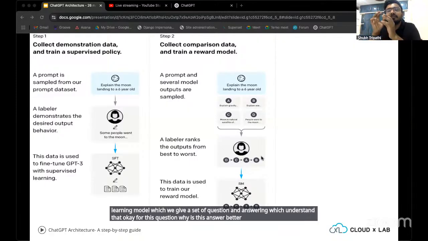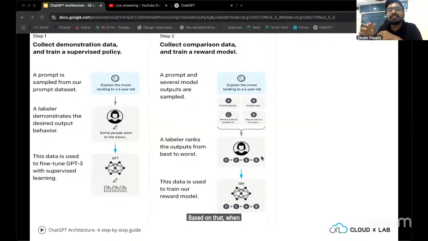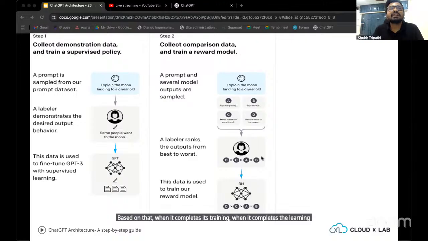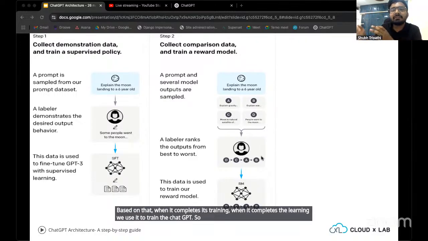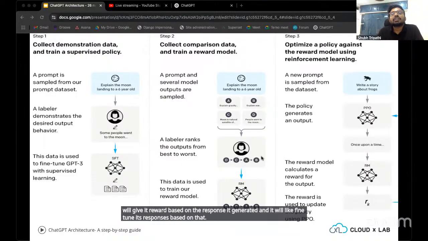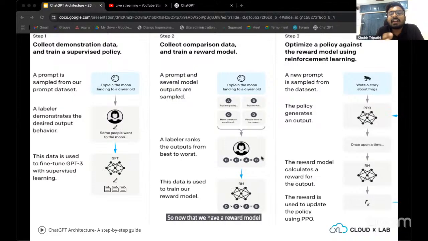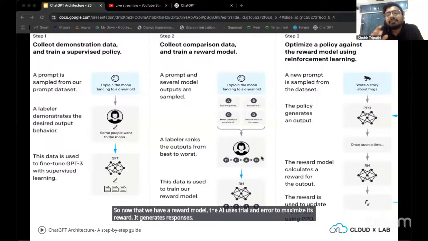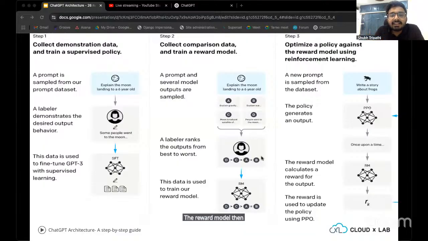Based on that, when it completes its training, we use it to train ChatGPT. So now ChatGPT will not be interacting with us for the feedback. It will be interacting with the reward model. So the reward model will give it a reward based on the response it generated, and it will fine tune its responses based on that. So now that we have a reward model, the AI uses trial and error to maximize its reward. It generates responses, the reward model then scores them, and the AI adjusts itself to improve.